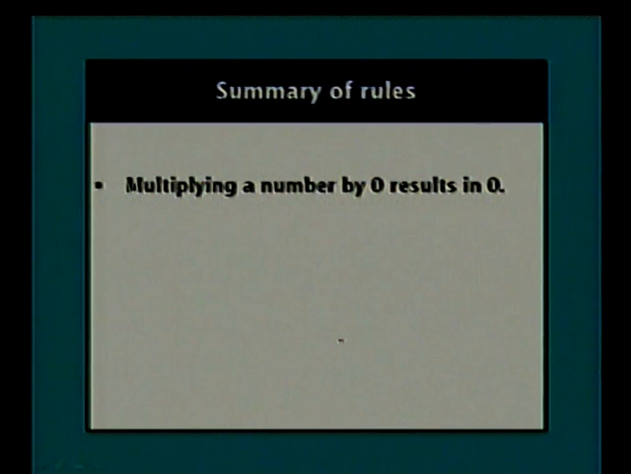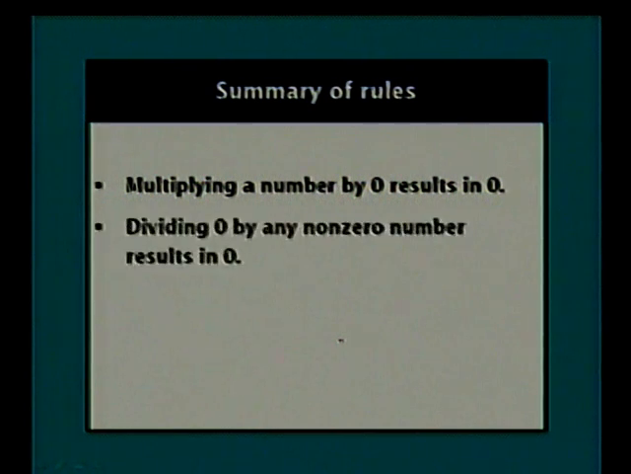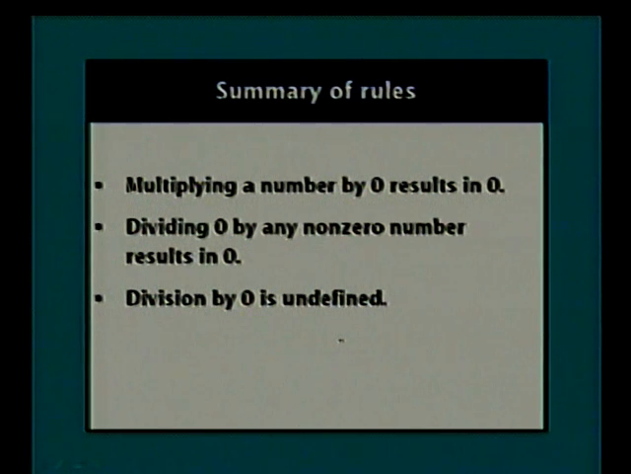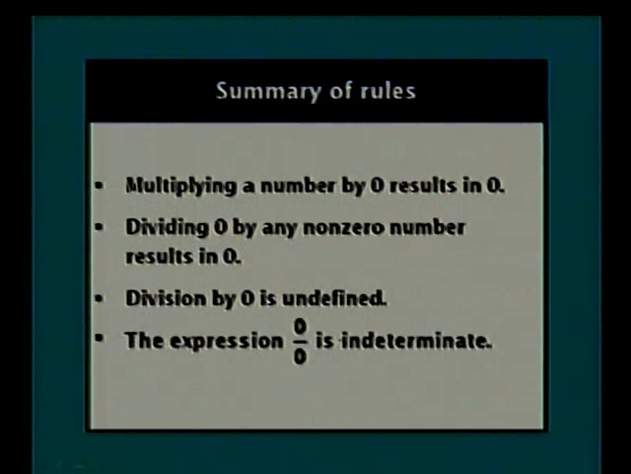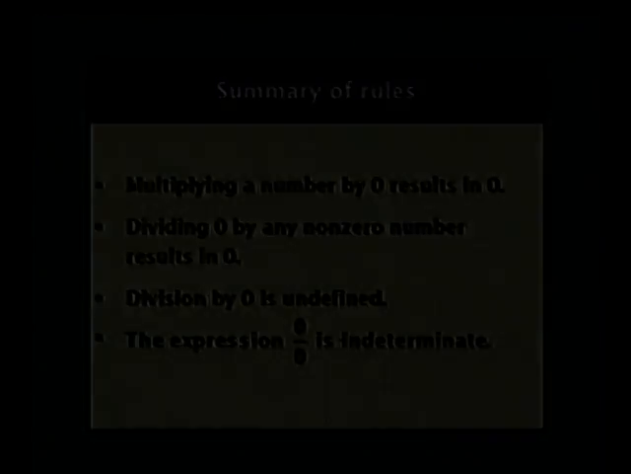Multiplying a number by 0 results in 0. Dividing 0 by any non-zero number results in 0. Division by 0 is undefined. And you can leave this in your mind for a couple of years, because that's when it will probably come back up again. But the expression 0 divided by 0 is called indeterminate.